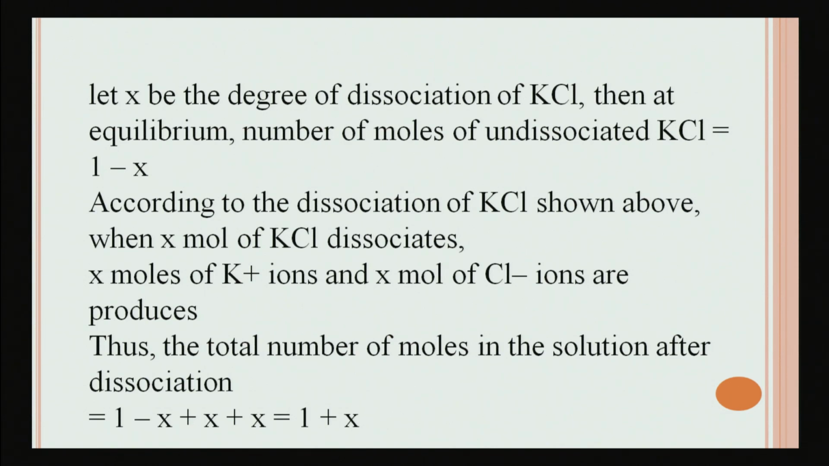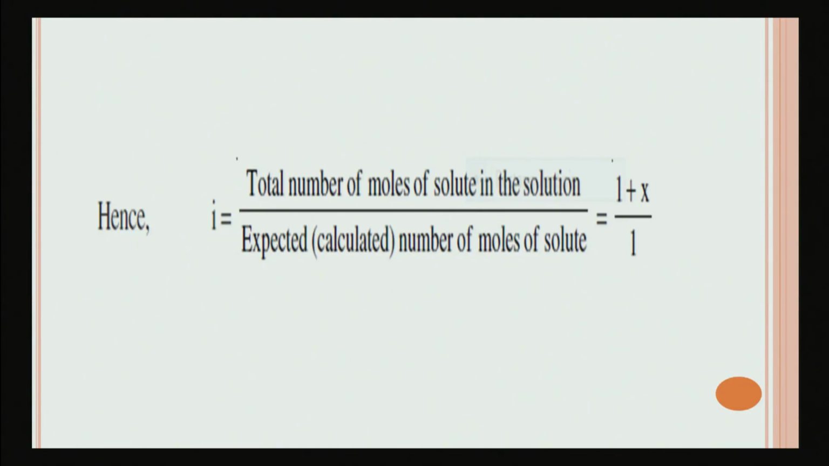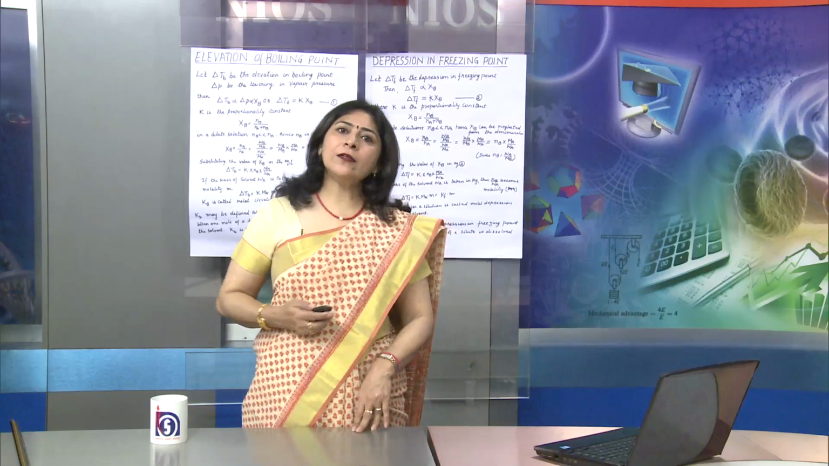So, the total number of moles in the solution after dissociation will be 1 minus x plus x plus x, which gives 1 plus x. So, ultimately, the Van 't Hoff factor is the total number of moles of solute in the solution upon the expected or calculated number of moles of solute. That will be (1 plus x) upon 1. Okay, so here this ends the chapter.